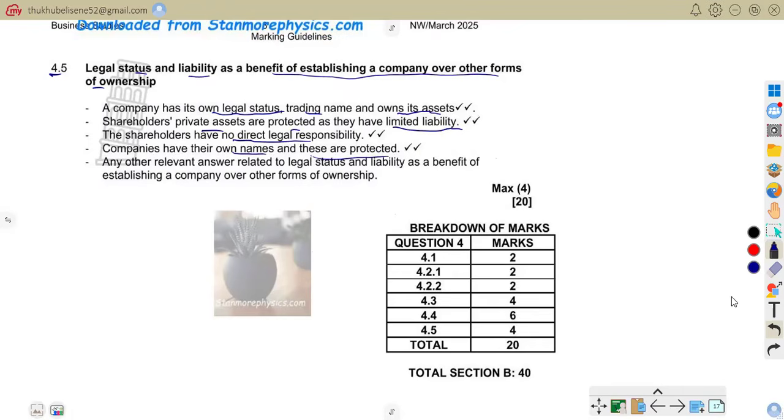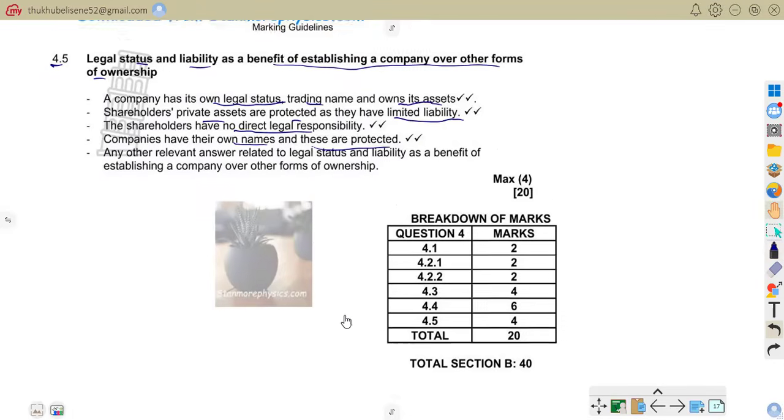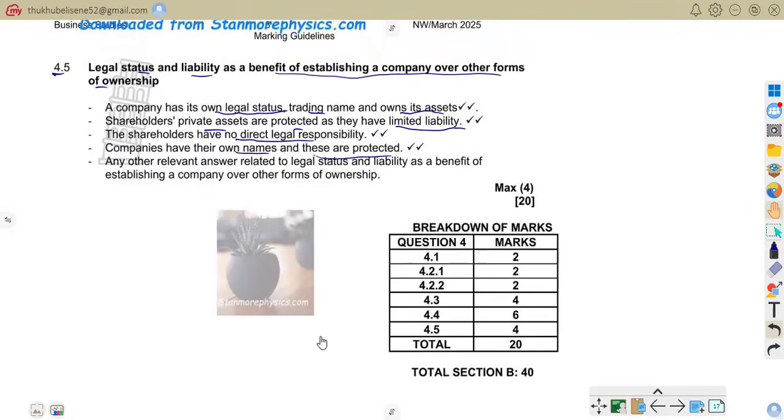So that is that. This is the end of this presentation, Grade 11. Let us make use of this paper that was written in Northwest Province, as it is very helpful, as it will prepare us for tests that you are going to write as well as the exams that you are going to face. Thank you very much for your time.